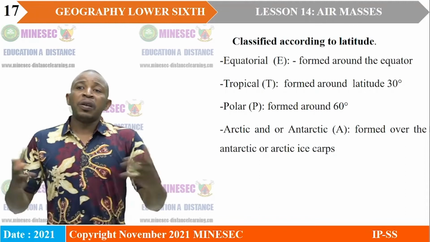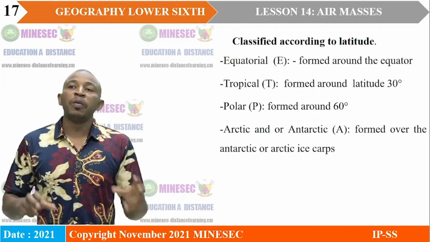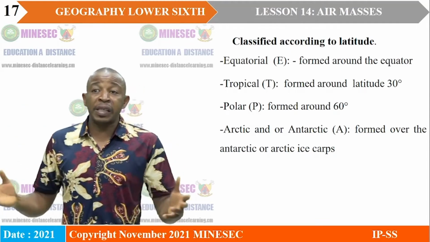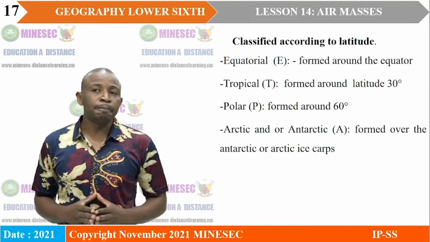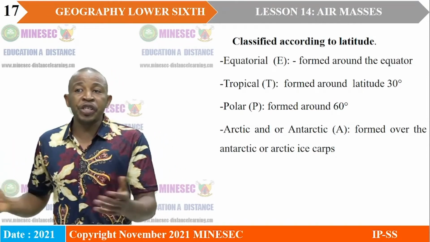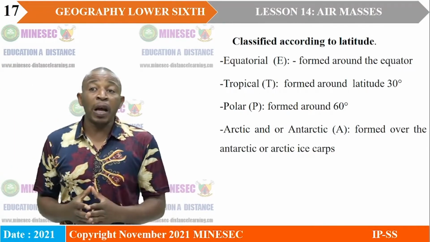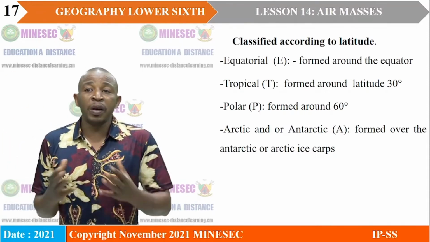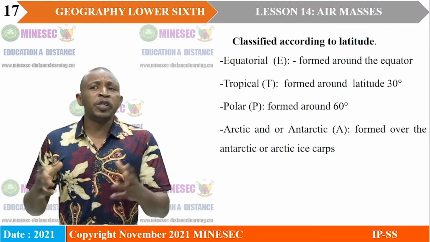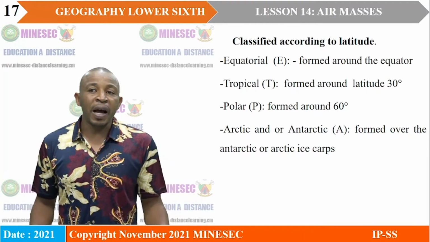Now, classification according to latitude. We can also classify air masses depending on the latitude from where they originate. In this case, we have the equatorial, denoted as E, formed around the equator. We have the tropical air masses, denoted as T. They are formed around latitude 30 degrees. Then we have the polar, formed around latitude 60 degrees, as well as the Arctic or Antarctic air masses, denoted as A, formed over the Antarctic or the Arctic ice caps.